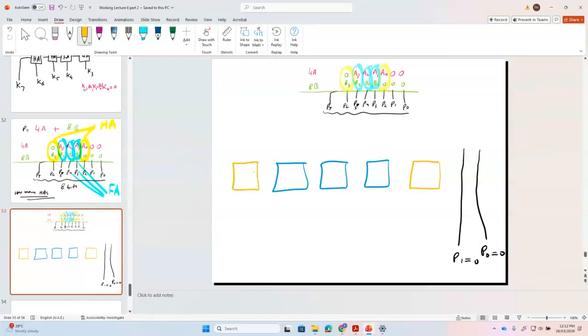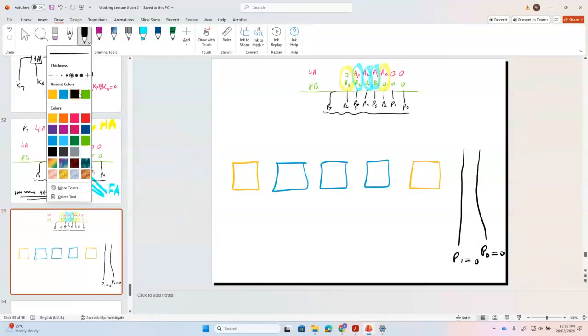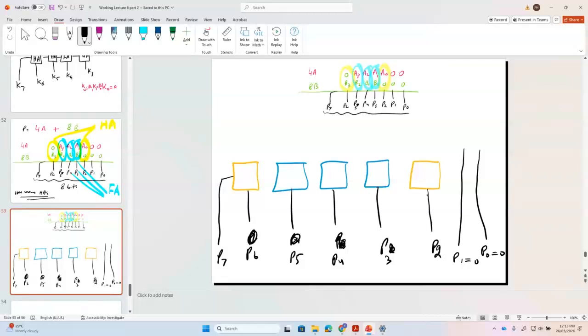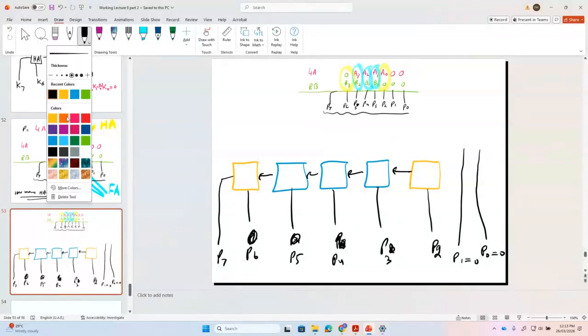Okay. So now what will be the output for this? Help me. P0, P1, P2, P3, P4, P5, P6, and then the carry out is P7. And the carry out for this will go here, here, here, and here. Got it? And then now we want to connect A.